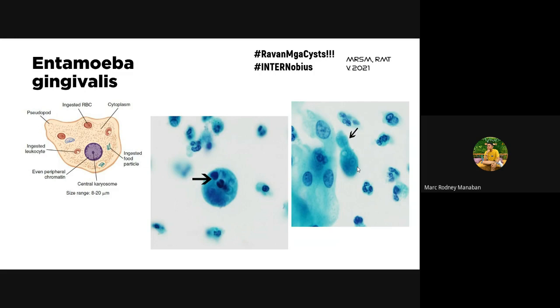Okay, so again, I don't know how it reached your IUDs. Could be it was contaminated, or I don't know. The fact is that it was recovered from the vagina. All right, that's for Entamoeba gingivalis. But generally it is a commensal of your mouth. So that's for Entamoeba gingivalis.